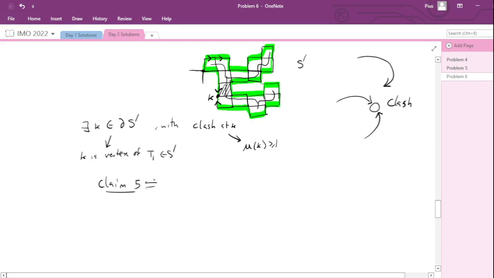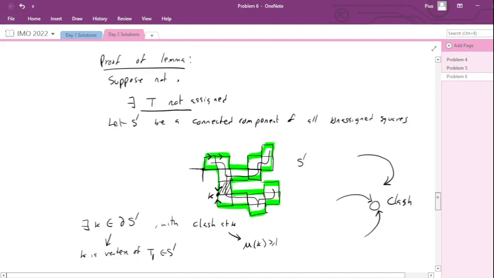Okay, so claim 5. Why can we use claim 5? We have a vertex of T1, and T1 is in S prime, meaning that it's not yet assigned. We have that T1 is S1, so it's not yet assigned, and we have this is greater or equal to 1. So let's see.